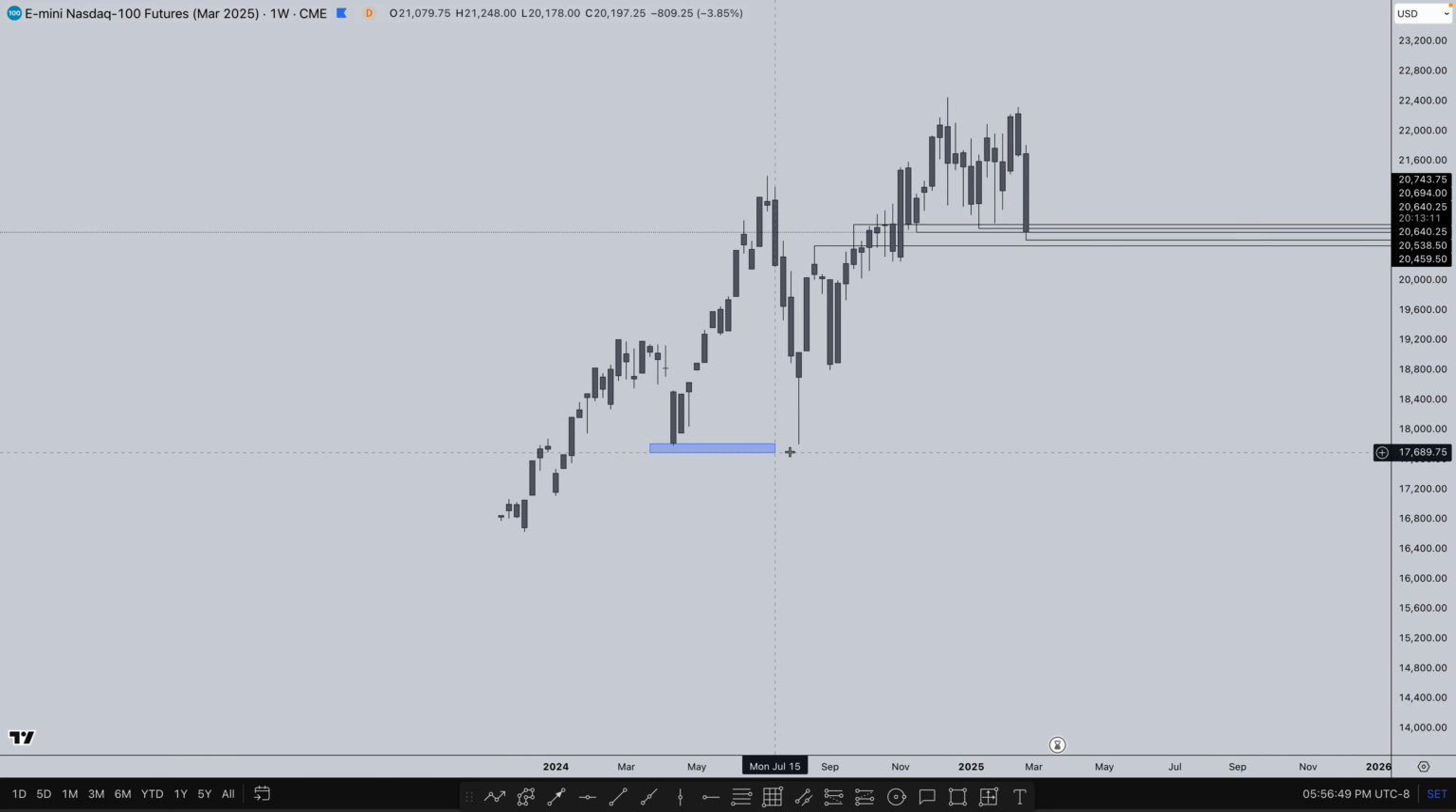People sometimes don't even take the trade. Oh, I see equal lows, I'm not gonna take it. It's like, oof. But then you gotta realize it's just structure.